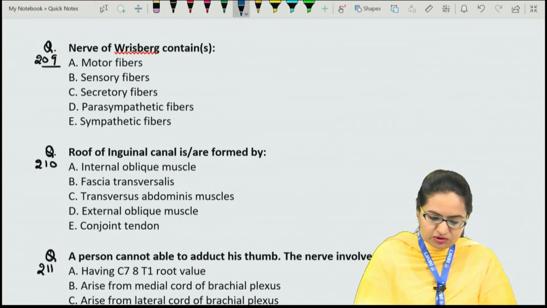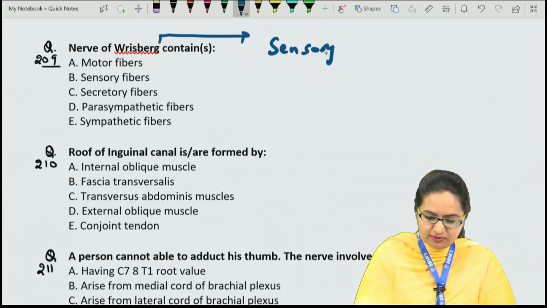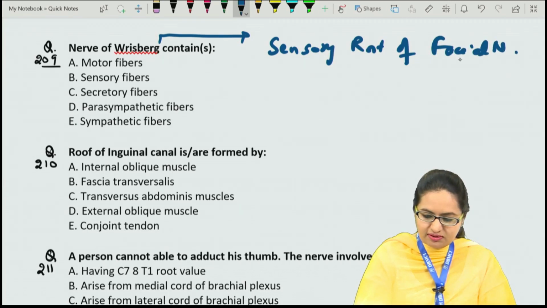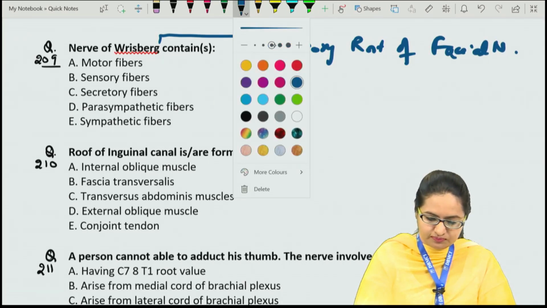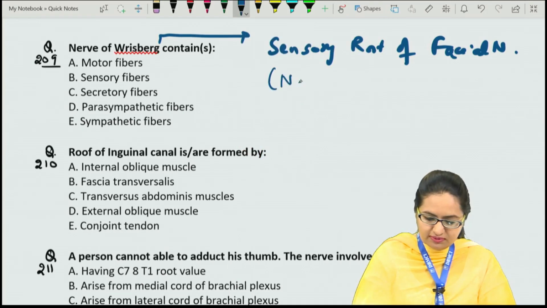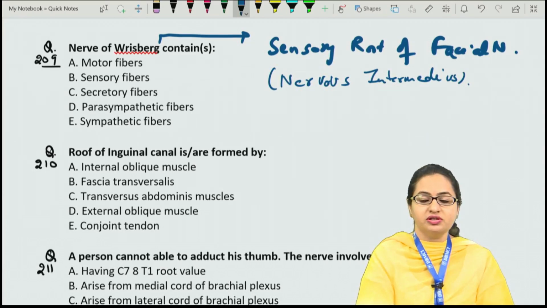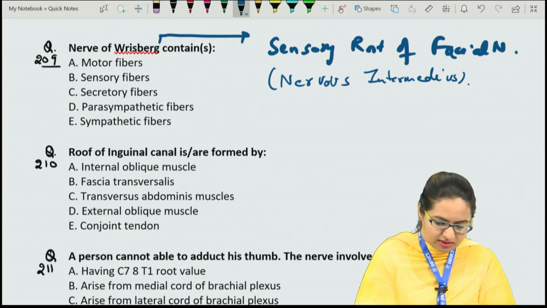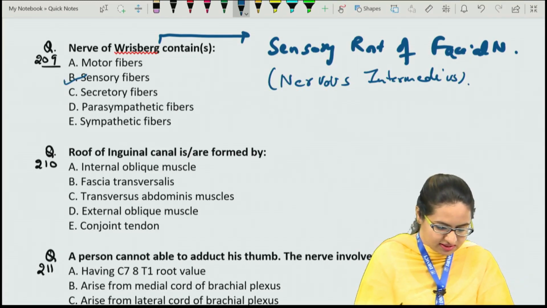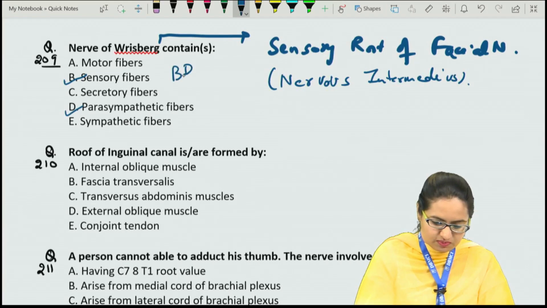When we talk about the nerve of Risberg, this is actually the sensory root of the facial nerve, and it is also known as nervus intermedius. Now this sensory root of the facial nerve is carrying the sensory fibers as well as the parasympathetic fibers. So the answer for this question will be, it is carrying sensory as well as parasympathetic. Answer is B and D.